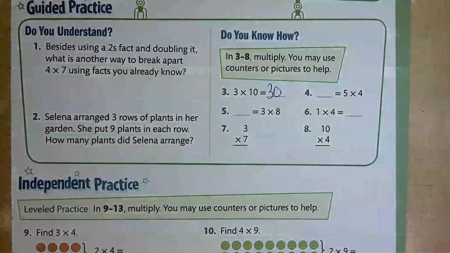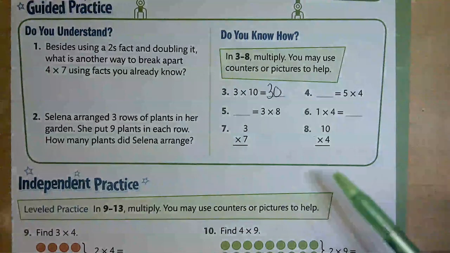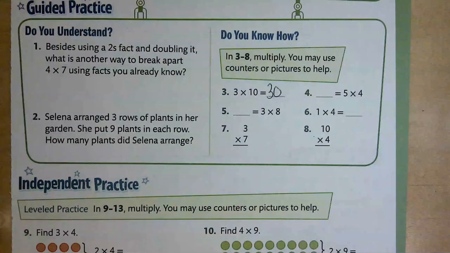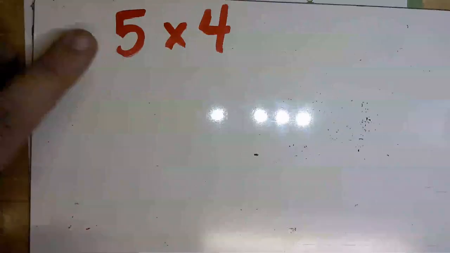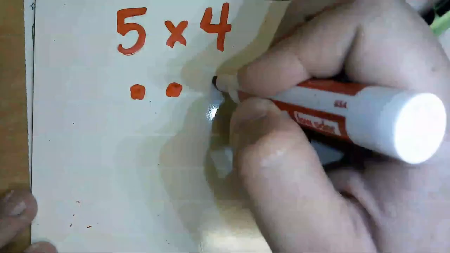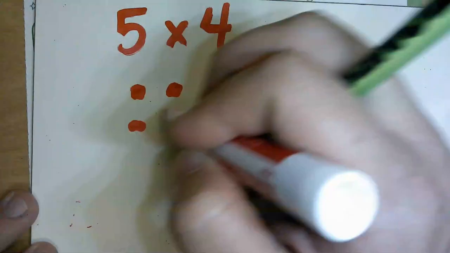All right. Next up, we're going to take a look at number 4. All right, so for number 4, we're going to use our whiteboard again, just like we just did. I'm going to erase mine too. All right, so for number 4, we've got 5 times 4. So I'm going to go ahead and write that in, 5 times 4. That tells me I've got 5 rows, and there's 4 in each one. So 1, 2, 3, 4. Row number 2. Row number 3.